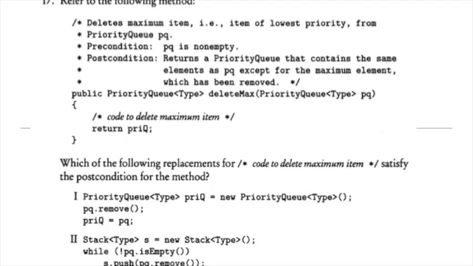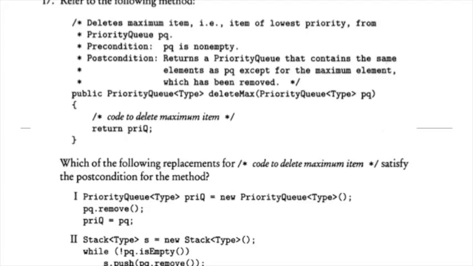It's a public method. It will return a priority queue type. And the method is called delete max with the parameter, again, the priority queue type called PQ. And now there's a blank of code that needs us to fill in. It is the code to delete the maximum item, and then we return the PQ. Now let's check. There are 3 different implementations, and which of the following replacements for that implementation of the deletion of the maximum item satisfies the postcondition for the method?